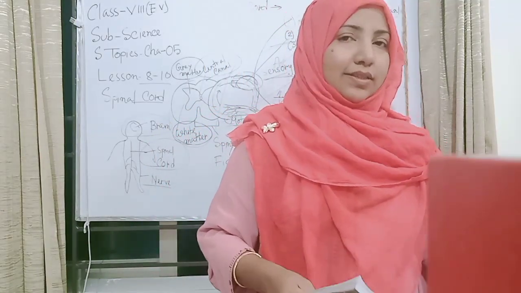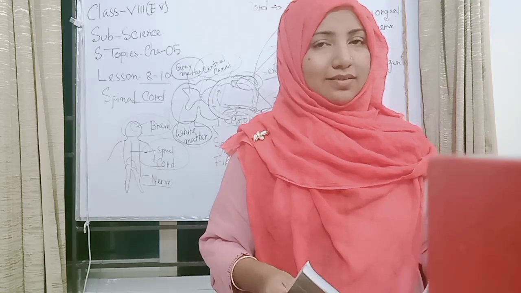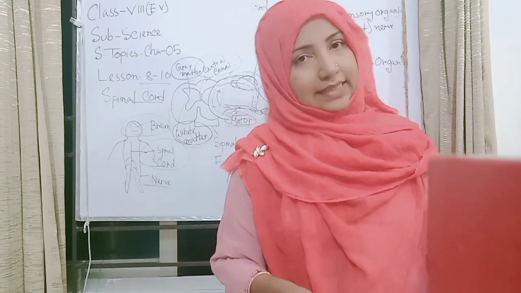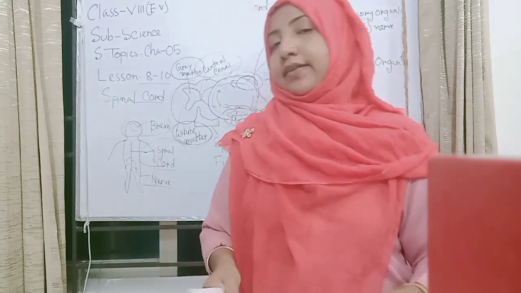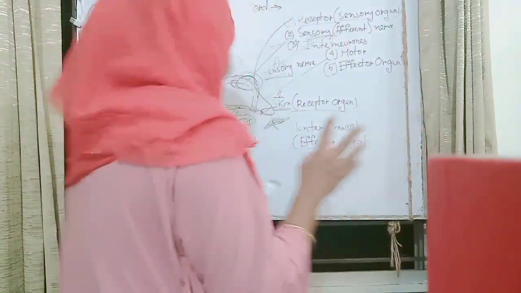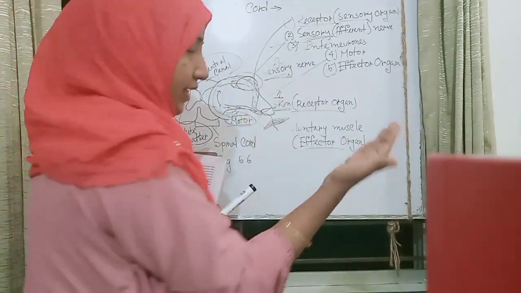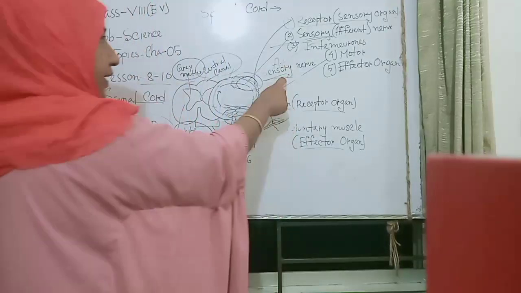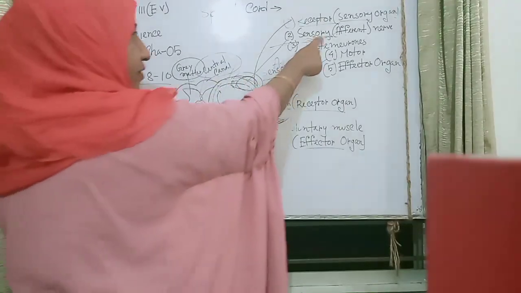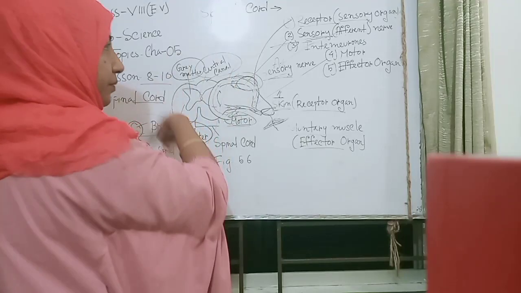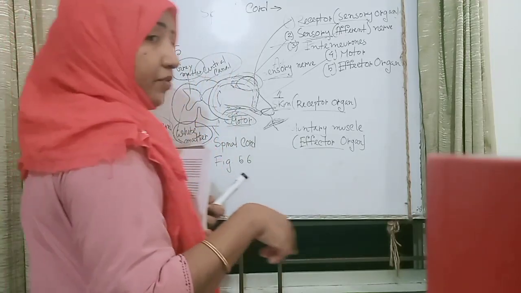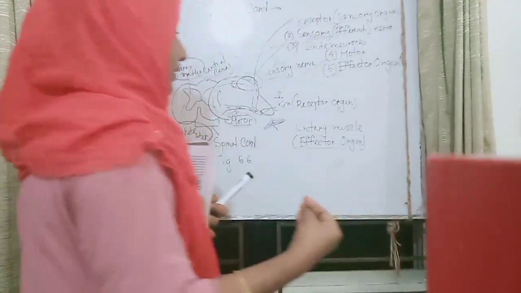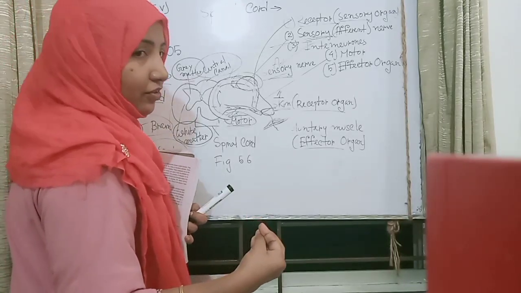My dear students, today I have explained a very important topic: the reflex action, which happens basically in the spinal cord. Here there are five categories. First is the receptor, or the skin, the sensory organ. Second is the sensory nerve. Third is the interneurons. Fourth is the motor nerve, and finally the voluntary muscles, or the effector organ.